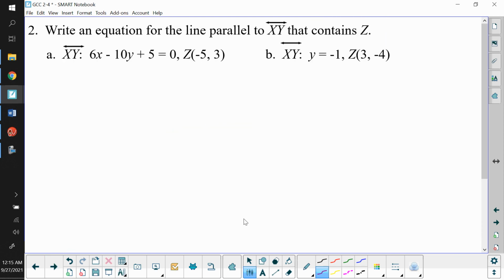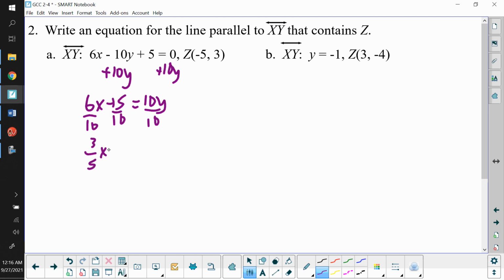Moving on to the next one, we're going to do a similar idea, but we now want to do parallel as opposed to perpendicular. Parallel, we will use the same slope. Well, in this first one, we've got to do some work to get y by itself. I'm going to add the 10y over. So we'll have 6x plus 5 equals 10y. And we'll divide everything by 10. 6/10 will reduce to 3/5, and we'll have a half. And this is now in our y equals mx plus b form.